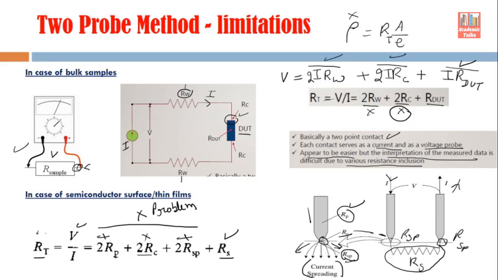So if we are going to use this RT in this equation, of course we are going to get problems. So we have to make some modifications to the measurement system so that these 3 components disappear from this equation, or they become irrelevant. For that we have to develop a 4 probe method, which we are going to discuss in the next slide. I hope that now the limitations of the 2 probe method are clear to you. So we have discussed this 2 probe method with its limitations in the case of bulk samples and also in the case of semiconductor surfaces or thin films.